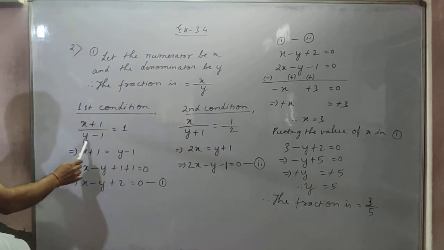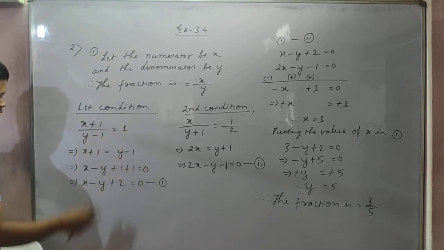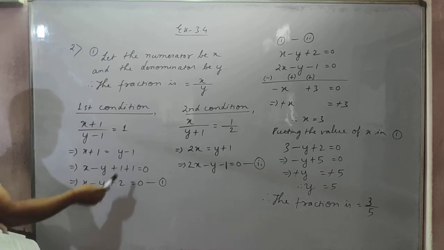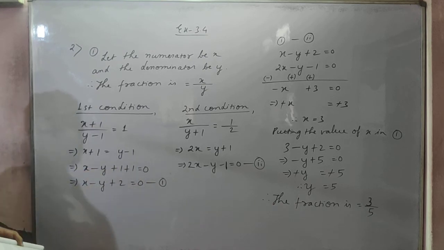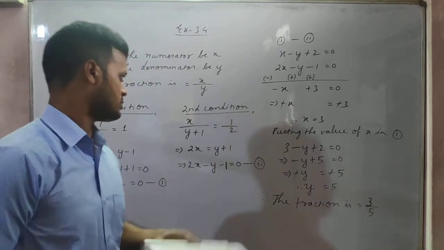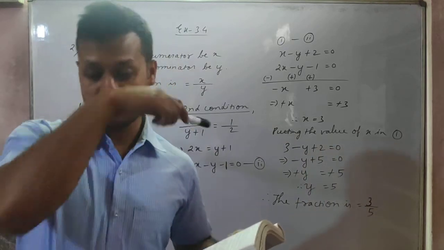So after that what I did, y minus 1 is here, no? This y minus 1 I am cross multiplying into 1. So this y I will bring to the left hand side, this minus 1 I will bring to the left hand side. So x minus y, 1 plus 1 will become how much? 2. Mark number 1.